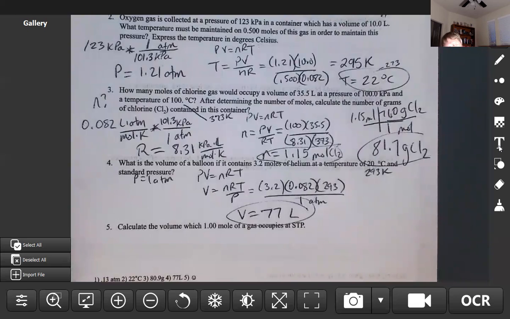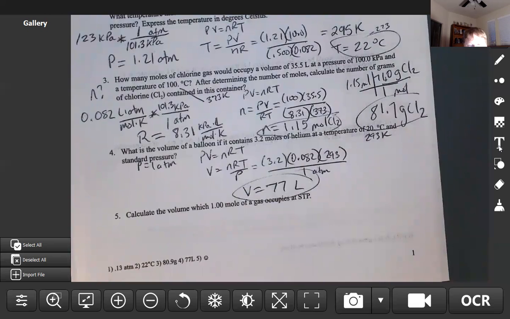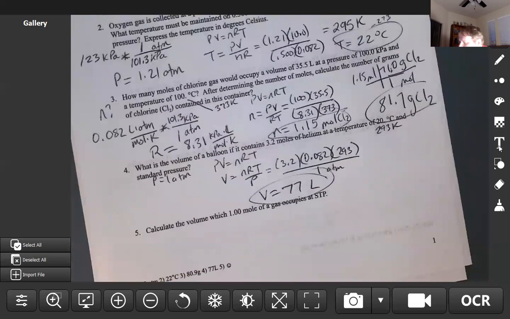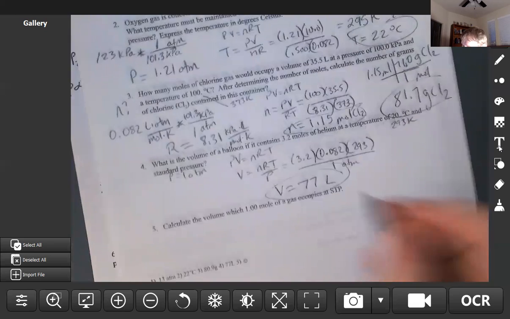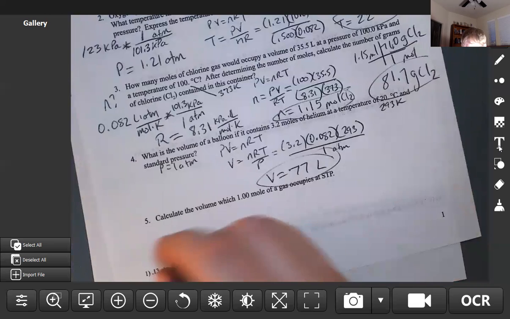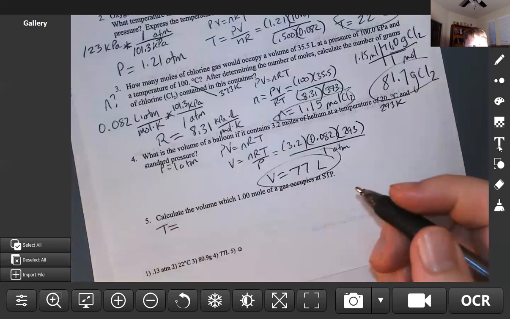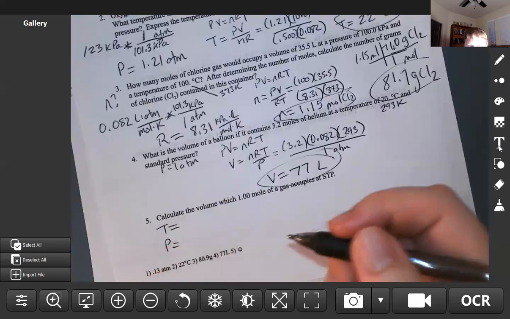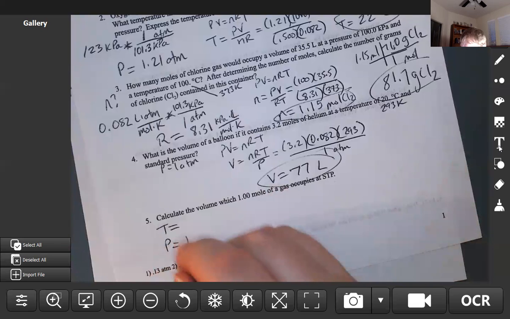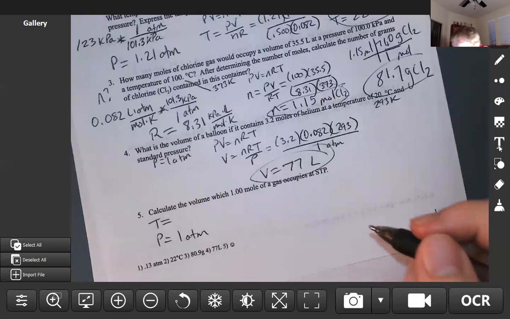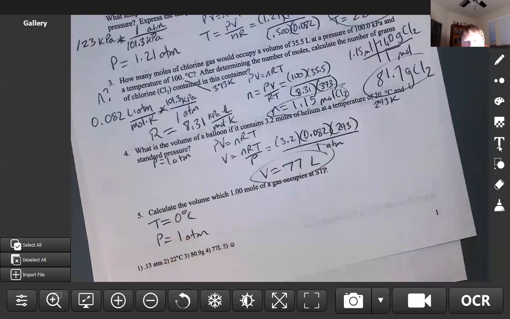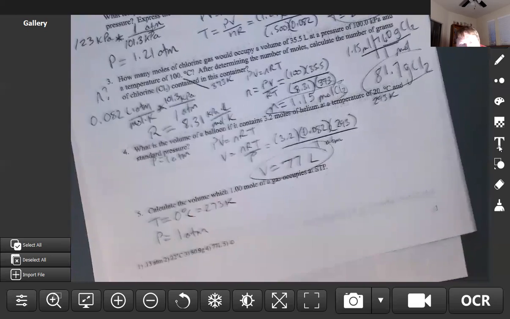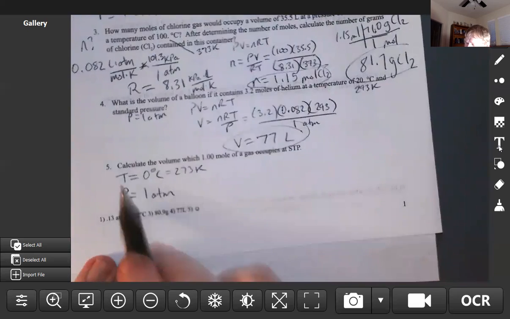All right, last one for tonight. Calculate the volume which one mole of a gas occupies at STP. All right, so theoretically, you should know the answer to this based on some things that we did, some notes we took. So let's go through the math and see if it can remind you if you've forgotten. STP is standard temperature and pressure. I know you guys aren't going to say it out loud, but think to yourself, what is standard temperature? Do you remember it? And what is standard pressure? Standard pressure, we just talked about one atmosphere. Standard temperature, 0 Celsius, which is 273 Kelvin.